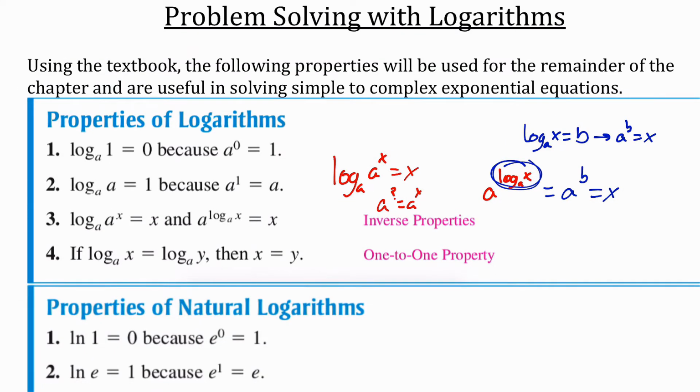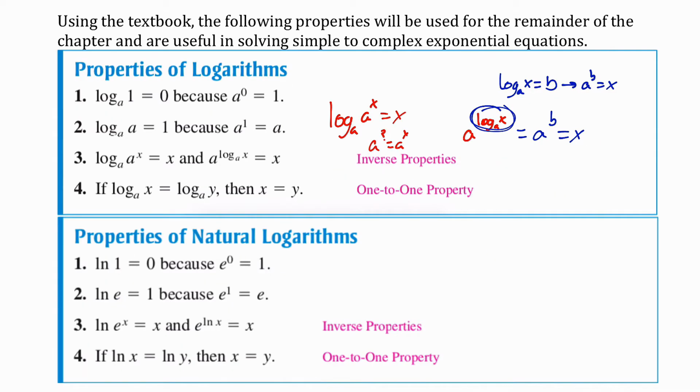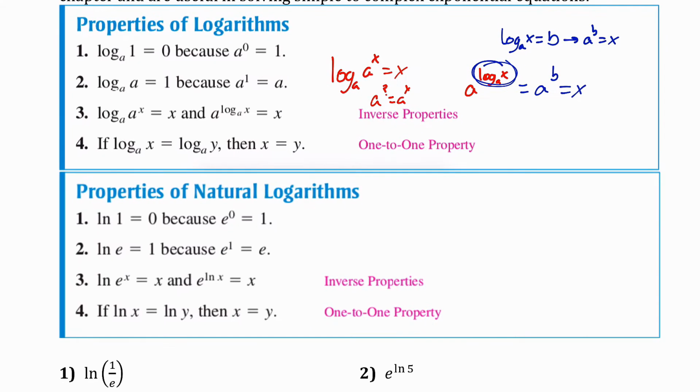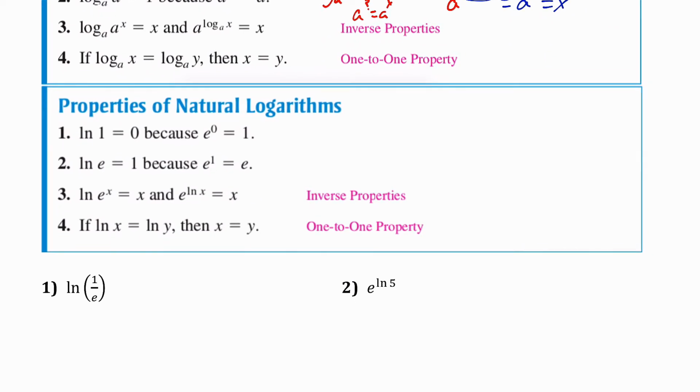Last one, if log base a of x equals log base a of y, then the x and the y have to be equal to each other. That is the one-to-one property. Now the log base e, natural log, has the same properties. So natural log of 1 equals 0 because e to the 0 equals 1. Natural log of e equals 1 because e to the 1 equals e. And then the same inverse properties and one-to-one properties hold for logarithms. Natural log of e to the x equals x, and e to the natural log of x also equals x. And finally, if natural log of x equals natural log of y, then x must be equal to y.